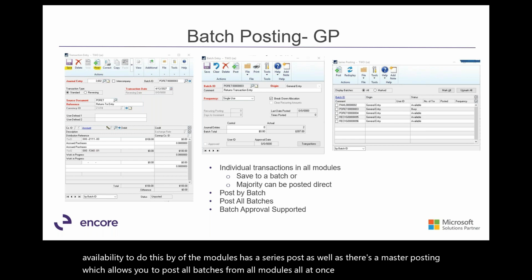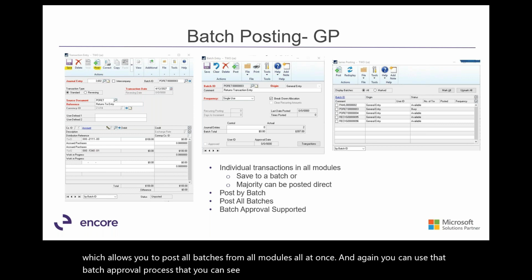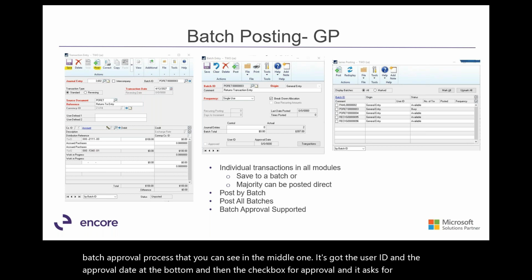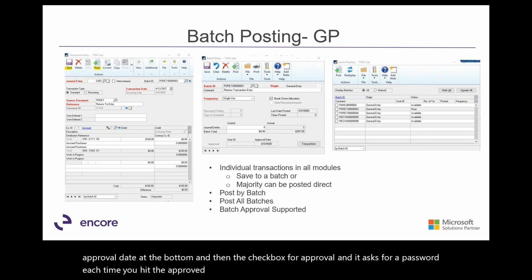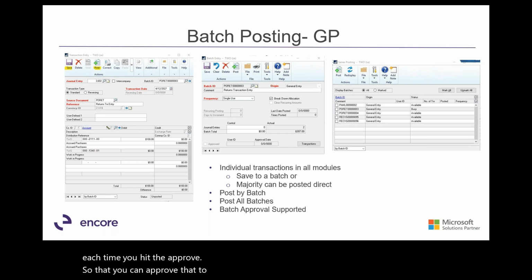And again, you can use that batch approval process that you can see in the middle one. It's got the user ID and the approval date at the bottom, and then the checkbox for approval. And it asks for a password each time you hit the approve button so that you can approve that to move forward.